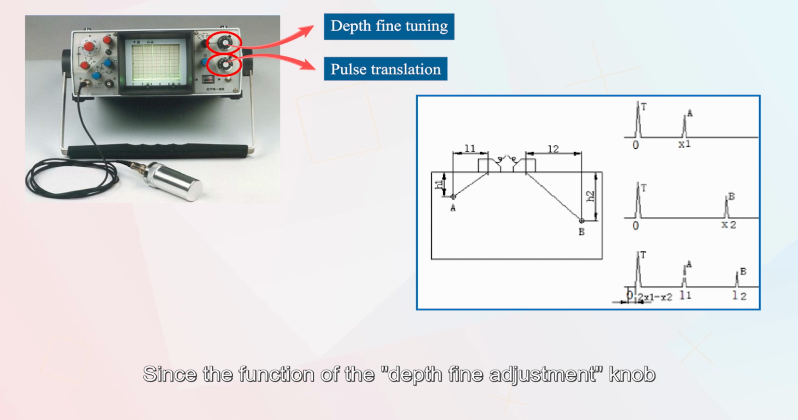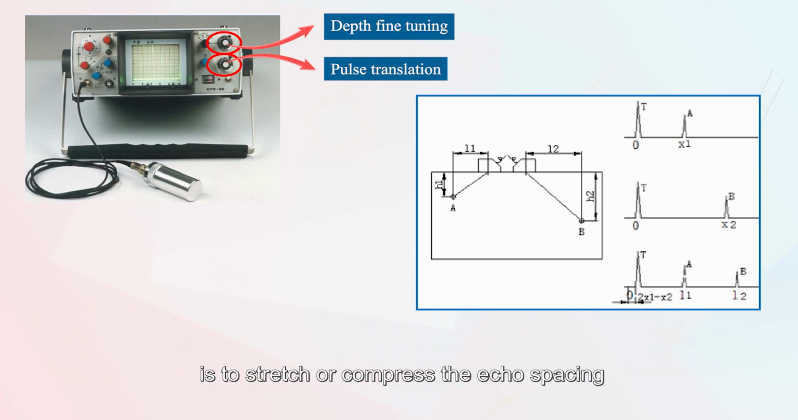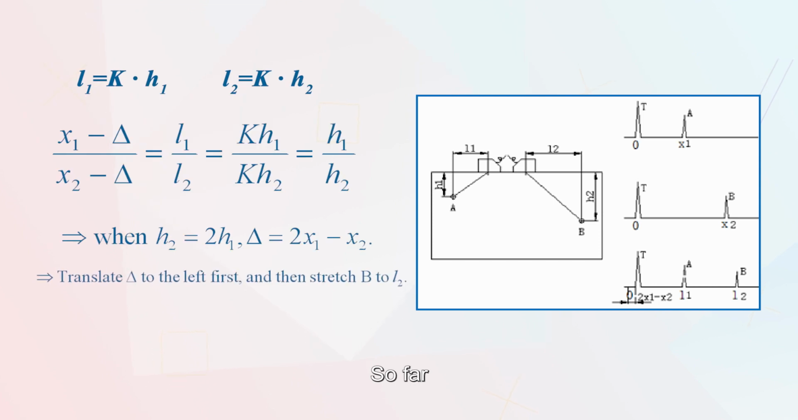Since the function of the depth fine adjustment knob is to stretch or compress the echo spacing on the screen as a whole, without changing the echo scale proportion formed before, echo A also returns to L1 in this process. So far, the scanning speed is adjusted according to the horizontal distance 1 to 1.